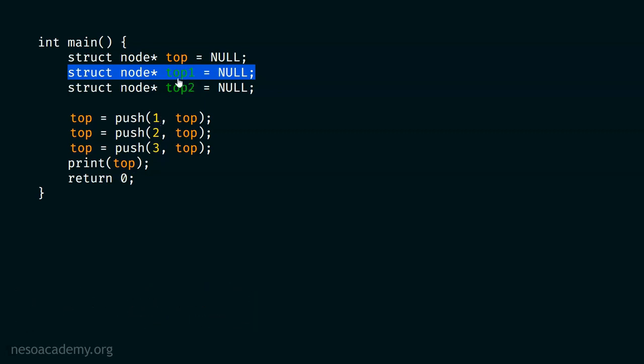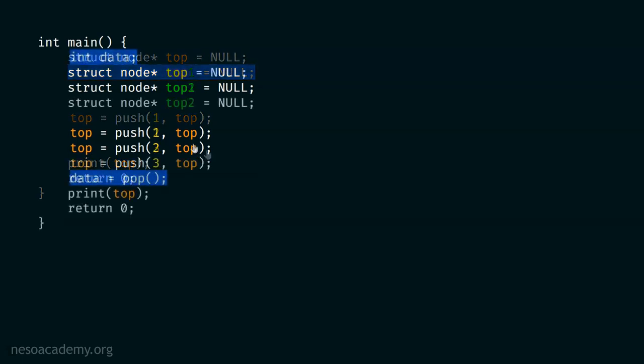Now we must focus on this top 1 pointer because this time we want to push the topmost element of the original stack onto the temporary stack 1. That's why our focus must be on the top 1 pointer, right? And you can see it is initialized to null. Now we have to call the pop function for the purpose of deleting the topmost element of the original stack.